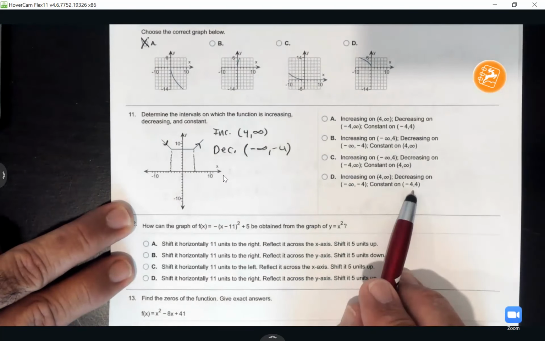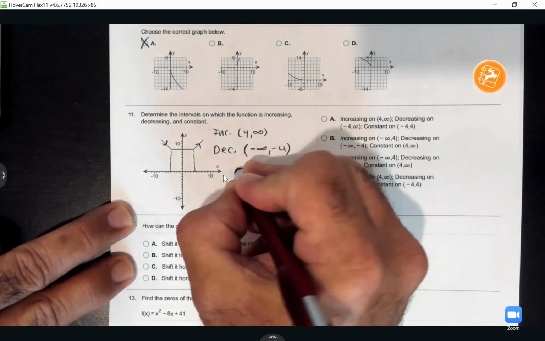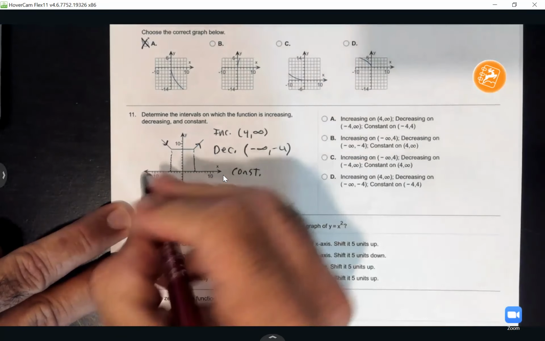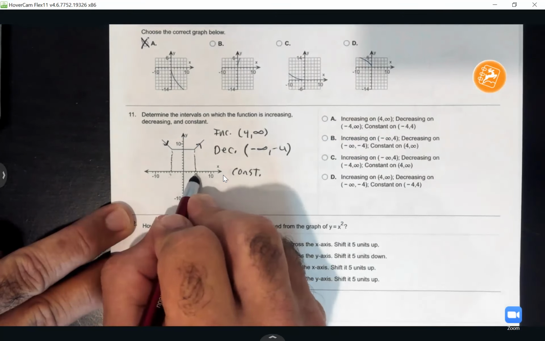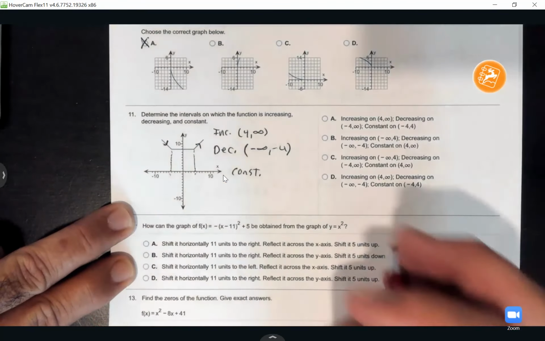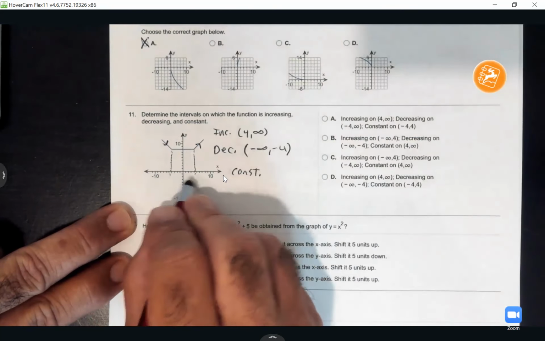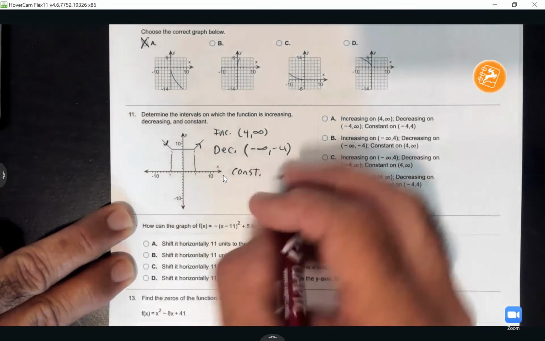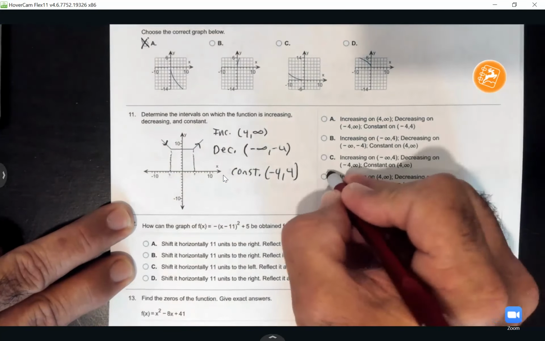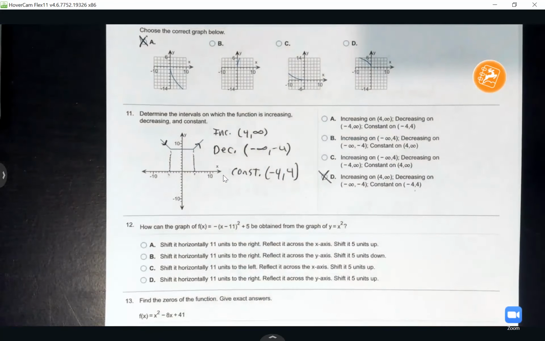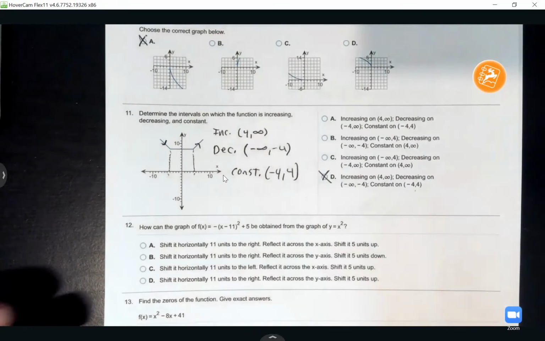And just to check it, where's this thing constant from? It's constant from this x value to this x value, right where I'm going straight across. And y'all, doesn't that look like from our -4 to our +4? So that verifies it. The only answer is D. So remember, on your intervals, you're only worried about those x values, okay?